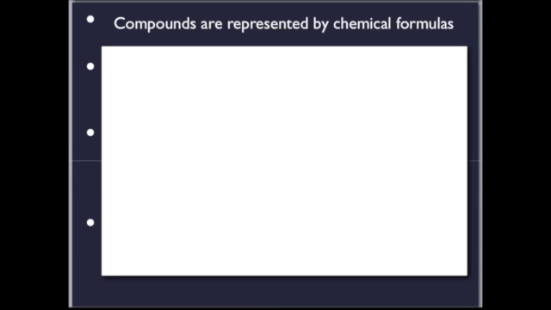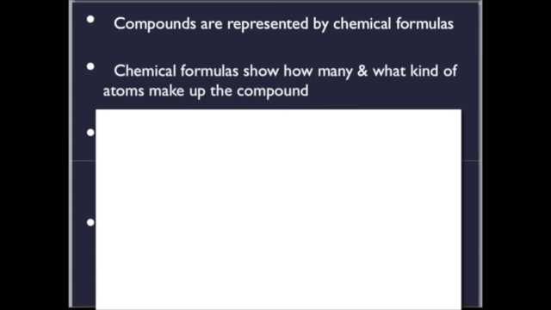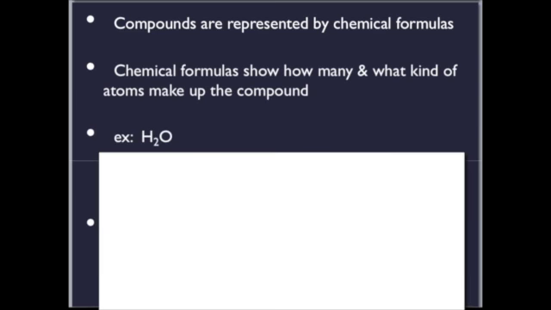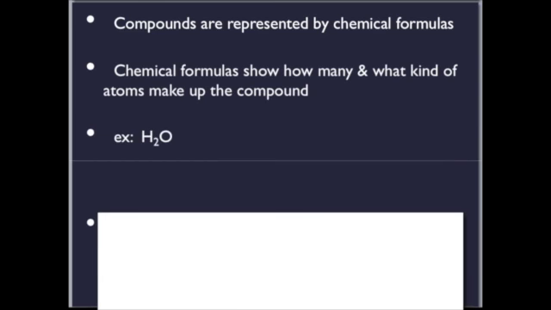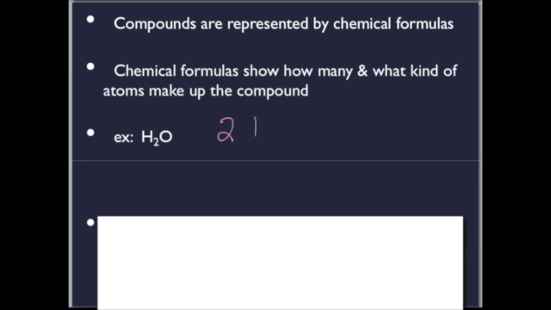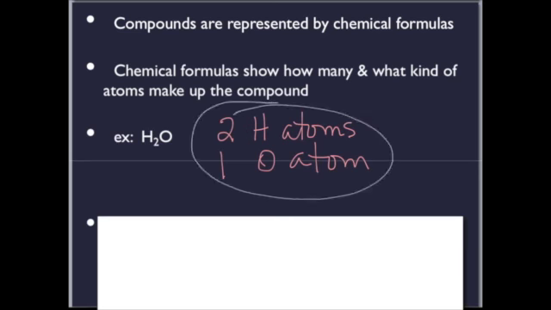We've already learned that compounds are represented by chemical formulas. You should also remember that chemical formulas show how many and what kind of atoms make up the compound. For example, in the compound H2O, this tells us that one molecule of water contains 2 hydrogen atoms and 1 oxygen atom. Every molecule of water is going to contain this ratio of hydrogen and oxygen atoms.